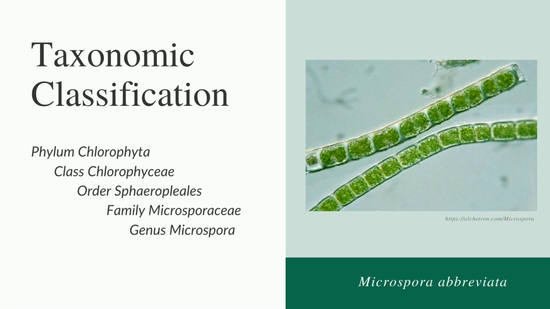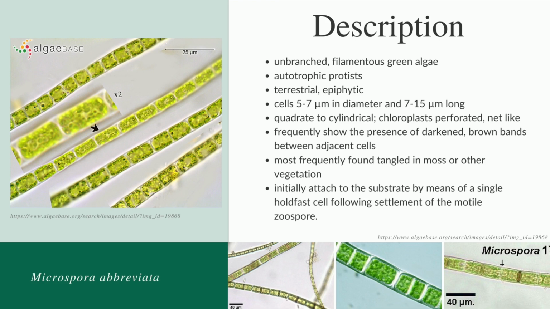Microspora abbreviata is from the family Microsporaceae under genus Microspora. The members of this genus are autotrophic protists that are often characterized by their many segments. They are most frequently found tangled in moss or other vegetation. Abbreviata is a terrestrial epiphytic filamentous green algae. The cells measure from 5 to 7 microns in diameter and 7 to 15 microns long. It varies from quadrate to cylindrical shape, and its chloroplasts are perforated or net-like. It initially attaches to the substrate by means of a single holdfast cell following settlement of the motile zoospore.